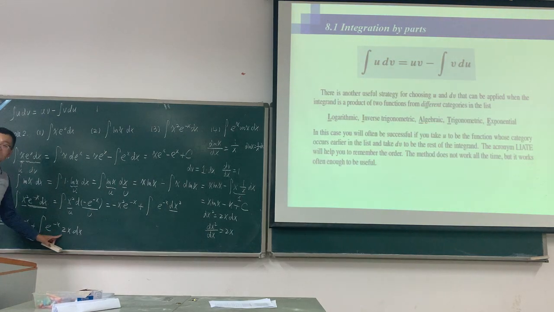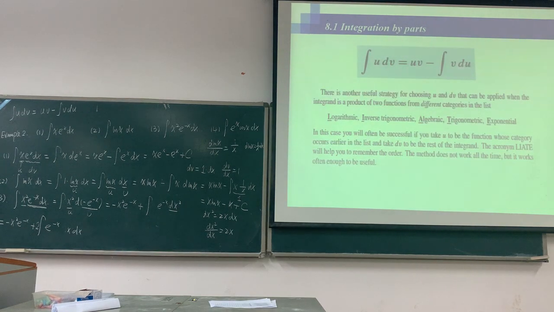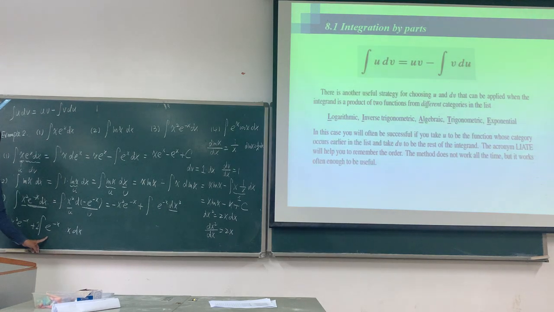Here 2 is a constant, so it moves through the integral sign. Now we can see this is a function times another function again, so we use integration by parts again. So we choose u to be what? Here we have an algebraic function and an exponential function, so u is x.